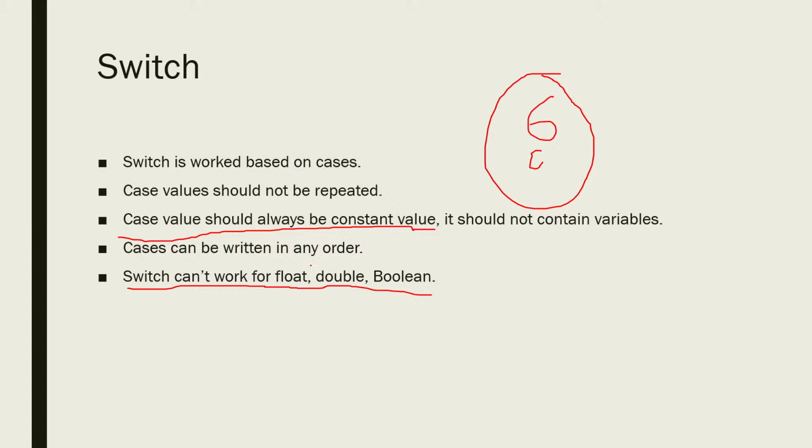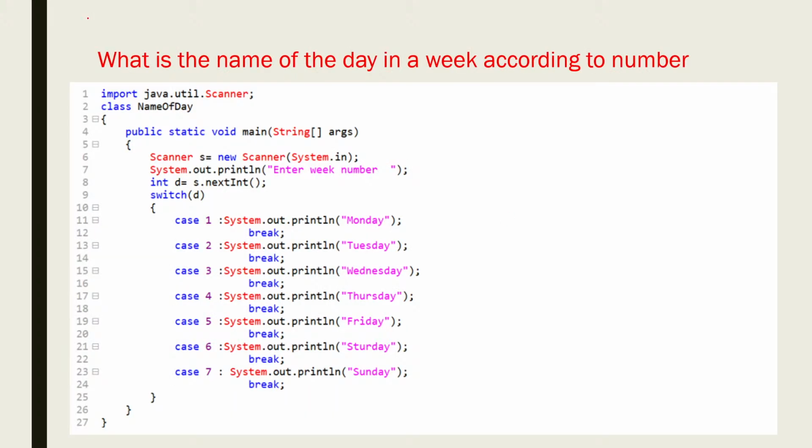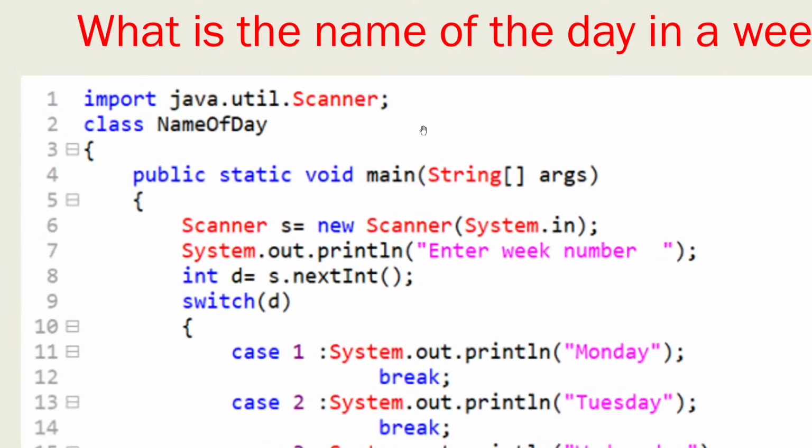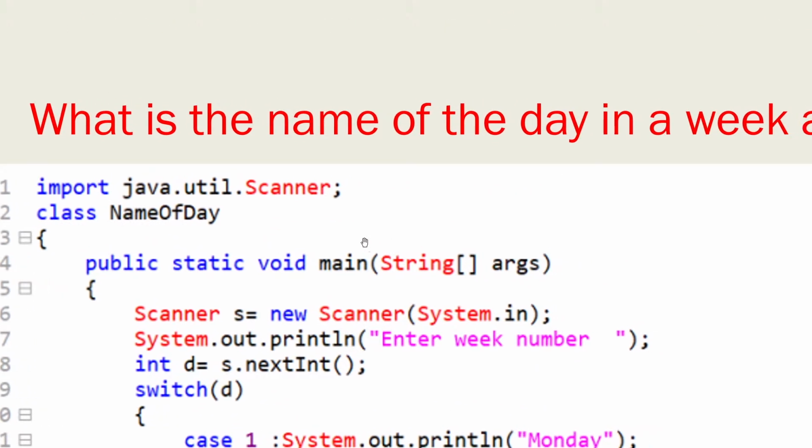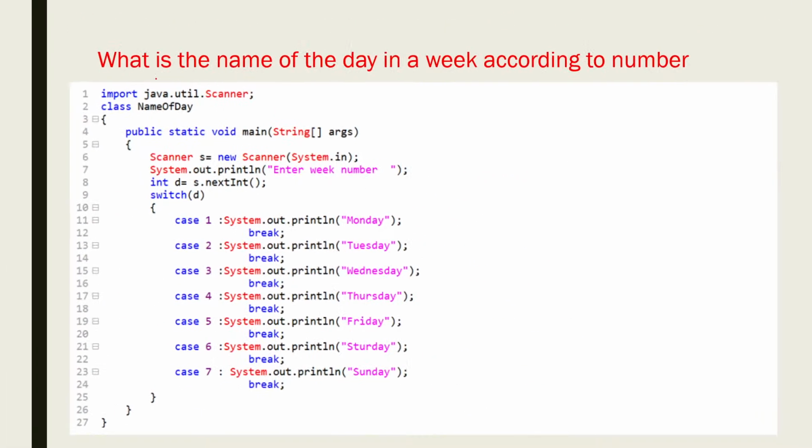By showing an example, you will get a clear idea. See, my requirement is to print the name of the weekday. In a week, there is Monday, Tuesday, like this. There are so many days, right? According to my number, it should print what day it is in a week.